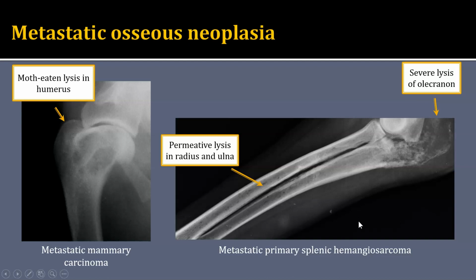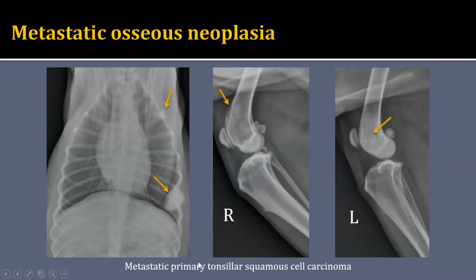The patient to the right of the slide has pretty aggressive metastasis to both the radius and the ulna from a splenic hemangiosarcoma. So the primary tumor is the splenic hemangiosarcoma, and this is different from our discussion of primary bone tumor from hemangiosarcoma. If we notice on this patient, most severely affected is the olecranon here, where there is a severe amount of moth-eaten lysis, lots of cortical lysis. But if we look in the diaphysis of the radius and the ulna, there is permeative lysis, and some of this lysis also affects the cortices.